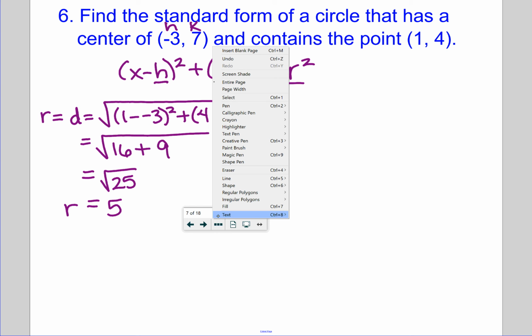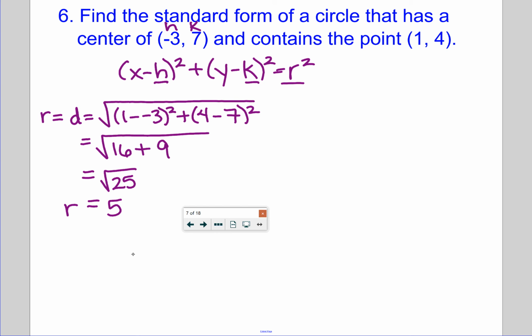So now I can fill in my equation. X minus my h value, well, it's a minus -3, so it's going to be x plus 3 squared. Y minus my k value is 7 equals my r value squared. Don't forget to square that on the right. 5 squared gives me 25, and that's your final answer.